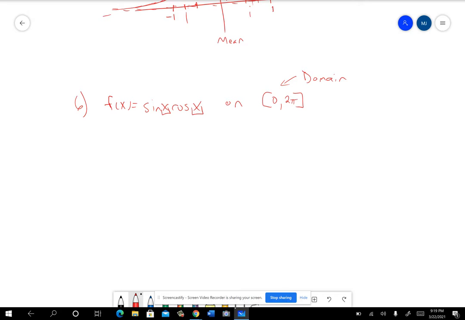With first and second derivatives, we did the first derivative, and that was a little tough because you had to use some identities. It turned out to be 1 minus 2 sine squared x. And then f double prime turned out to be negative 4 sine x cosine x. Now, we need to know where f prime of x equals 0 or is undefined.